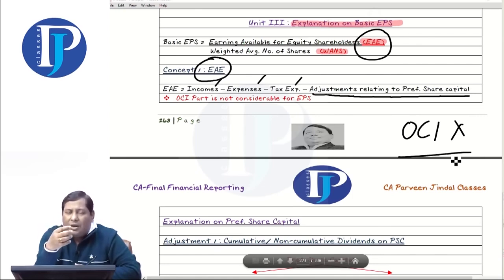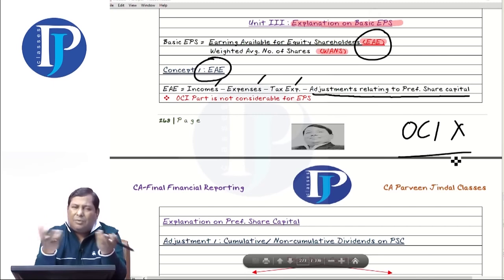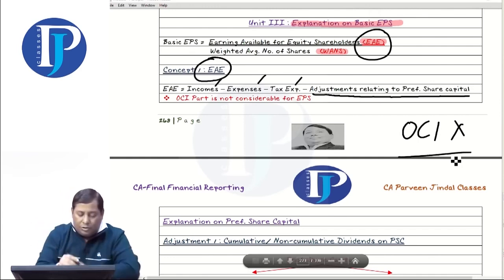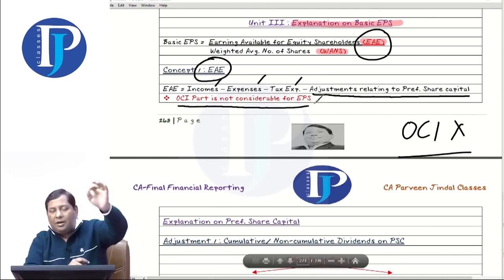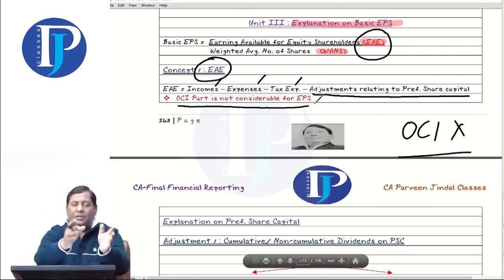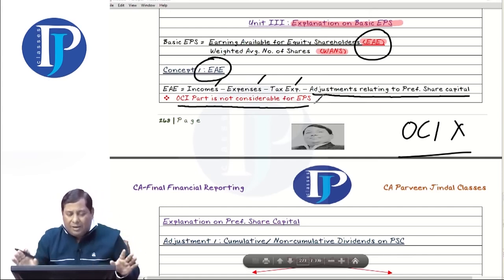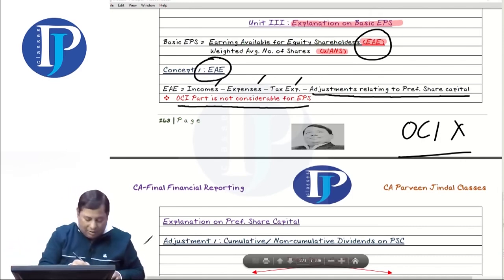You all know OCI, revaluation reserve, foreign currency translation reserve very well. The PVDBO or plan assets remeasurement. All these are non-cash items. Valuation of financial instruments is non-cash. OCI is not included in EPS. OCI part is not considerable for EPS. Only the upper part, income, expenses, tax expenses, and adjustment of preference share capital, on that basis calculate EAE and report EPS. OCI will not be considered. We have discussed this. I am not telling anything new, I am just revising it.